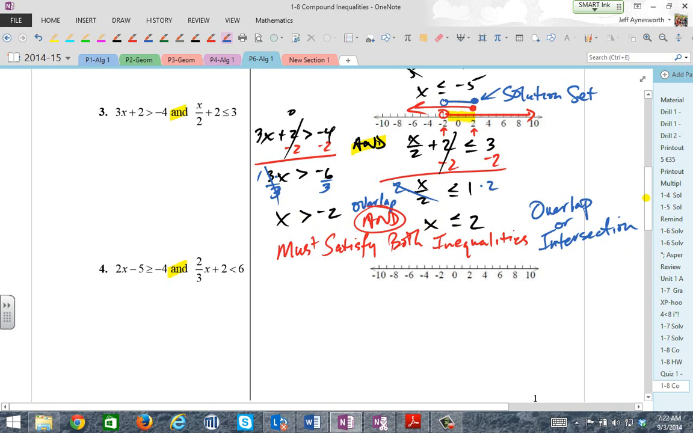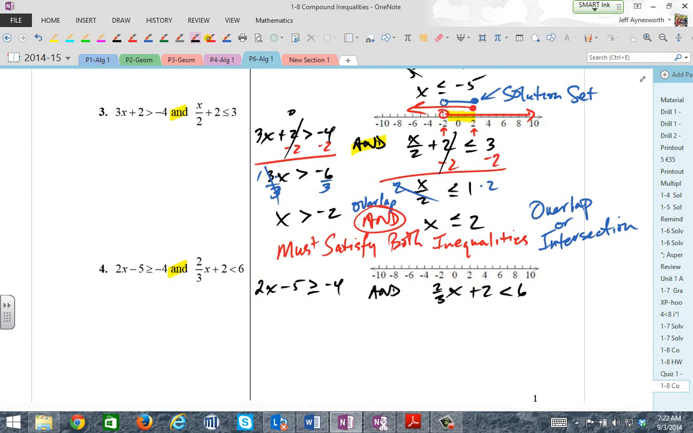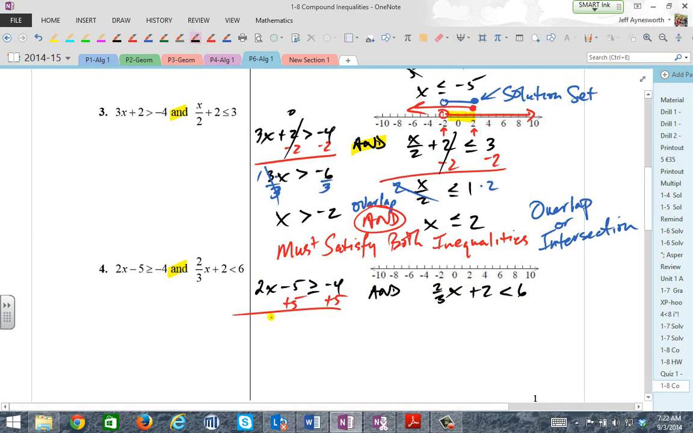Now, number 4 is a very similar thing, so let's go ahead and do it one more time so you can see the similarities. Let's take a look at both of them here. I'm just rewriting and doing all the action on the right like we always do in our notes, two-column style. On this one here, we're going to add 5 first. And we're going to take 2x greater than or equal to 1 here, divide by 2, and you get x greater than or equal to 1/2.